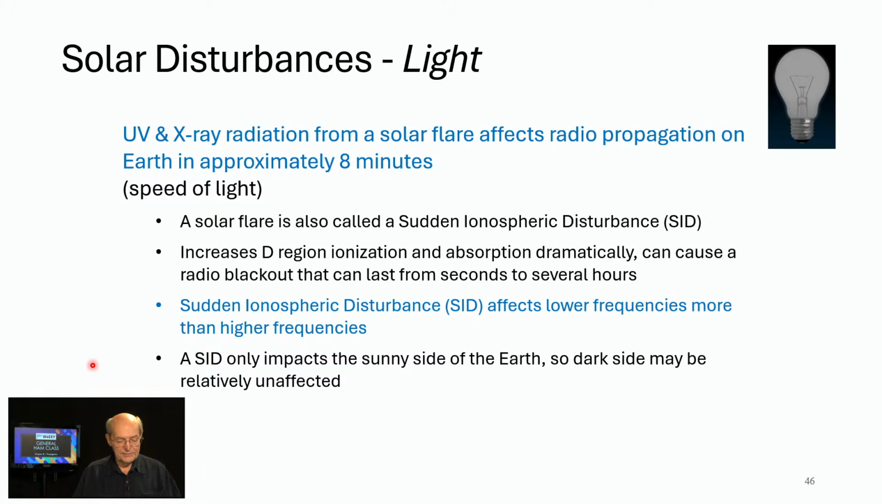Something they want us to know. And these only affect the sunny side of the Earth. I guess that makes sense. So the dark side may be relatively unaffected. So if we blast this UV and X-ray radiation toward the Earth, the dark side of the Earth will be shielded.